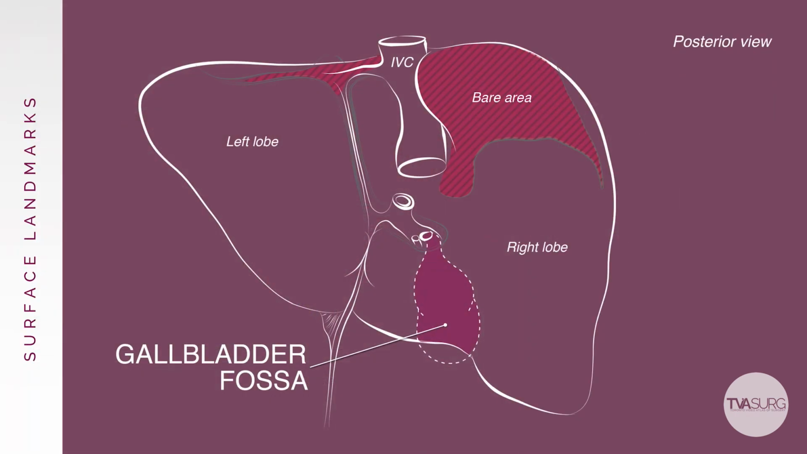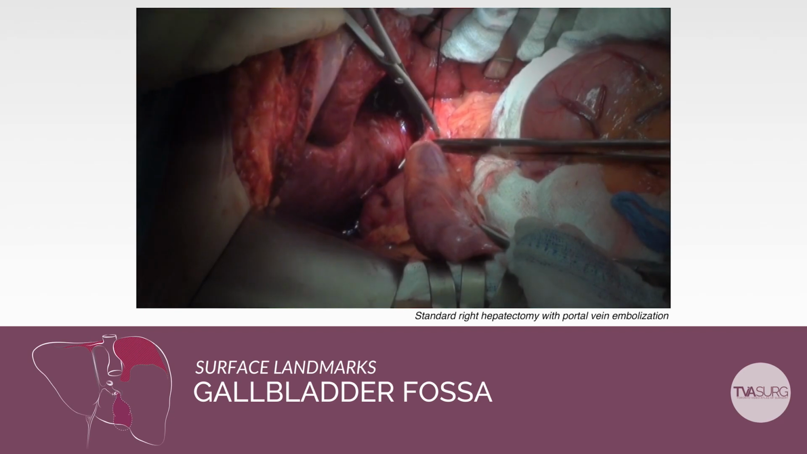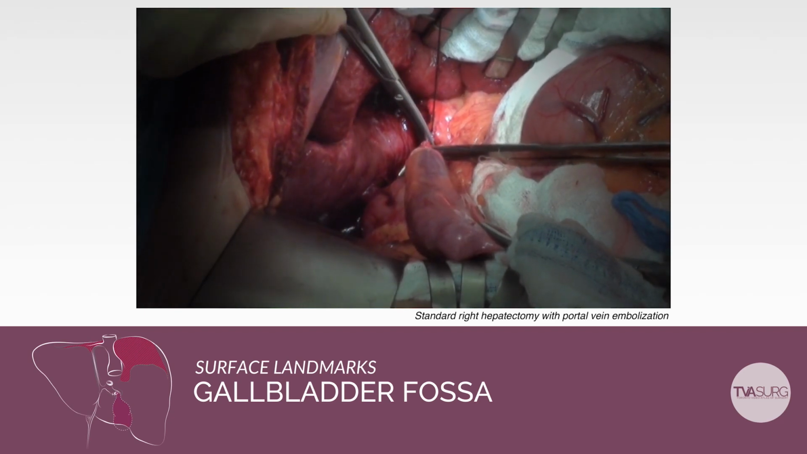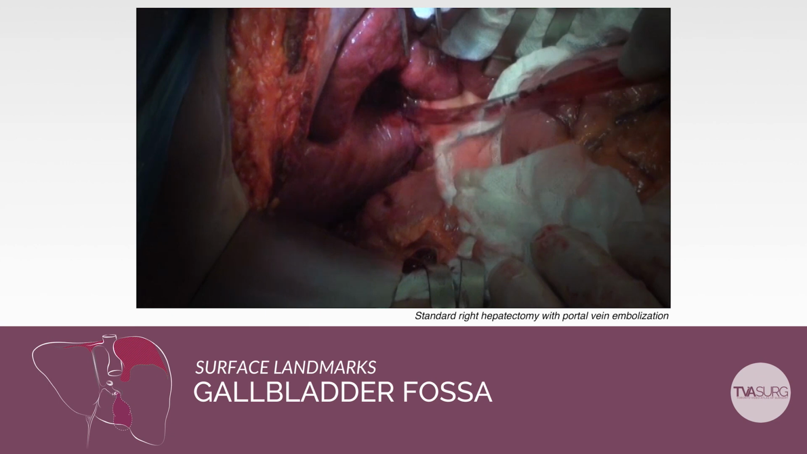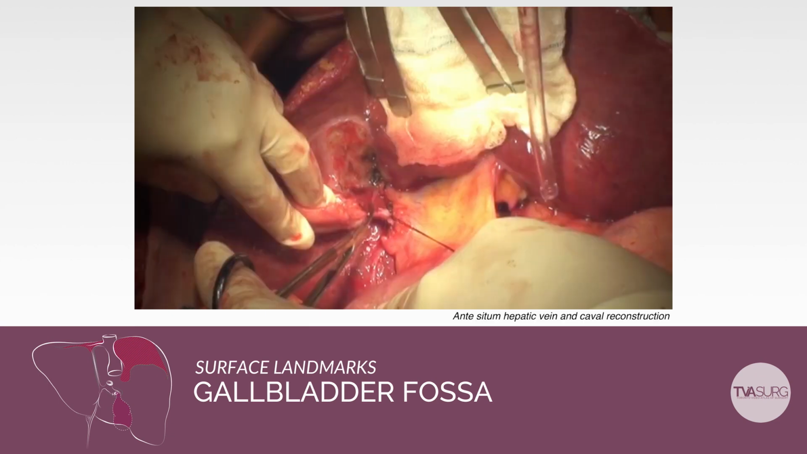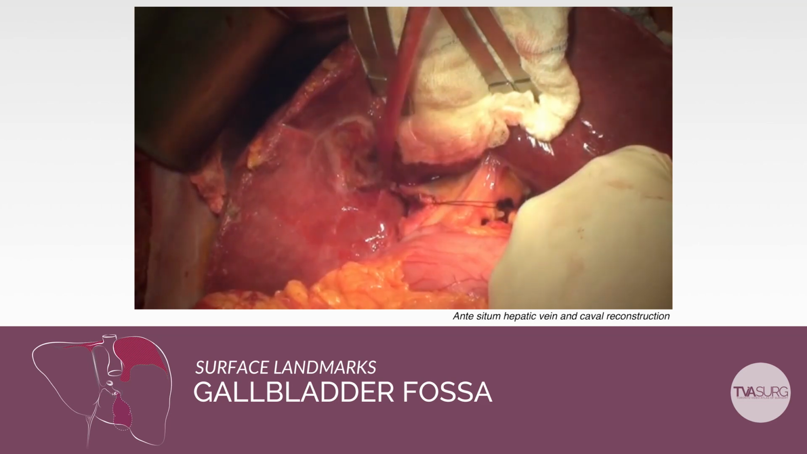The gallbladder fossa is a depression on the undersurface of the liver where the gallbladder lies. The size of depression varies. In this footage, the depression is very prominent because the liver is swollen. However, the fossa is not always that obvious. Sometimes it's just a little dip on the undersurface of the liver, like in this footage.